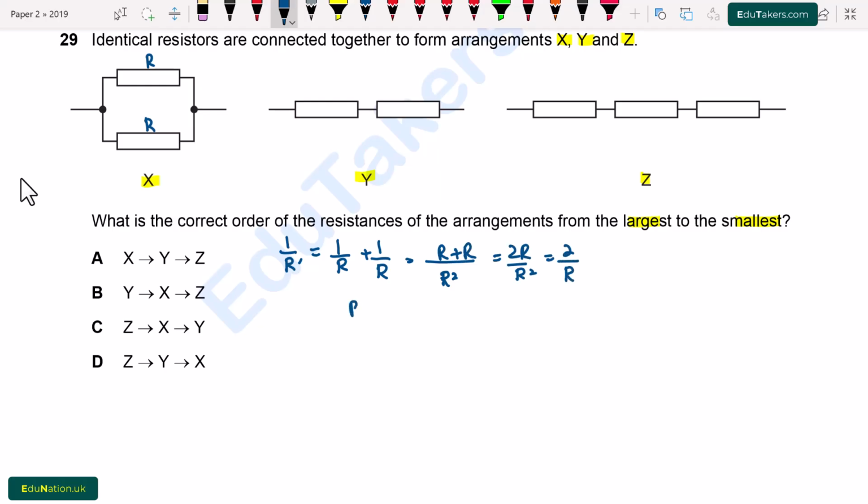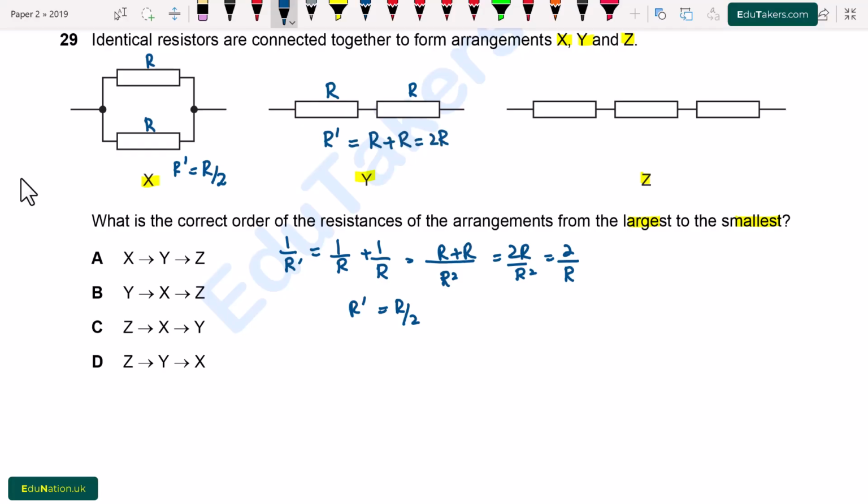Then R prime will be equal to R by 2. So I write here total resistance is equal to R by 2. In the Y combination, we can see here both of these resistances are connected in series and they have resistance R. In the series combination, the total resistance is obtained by adding all of these resistances. So it will be equal to 2R.